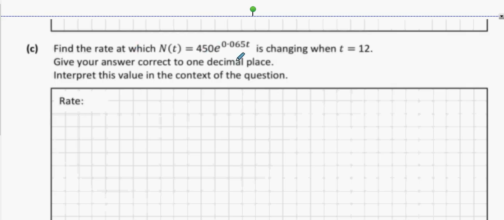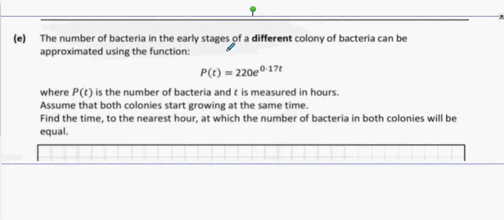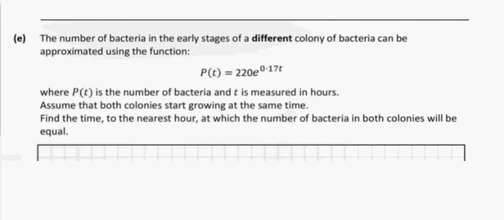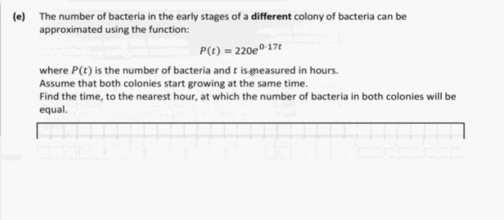There's another one. No, that's not it. It's part E. There's a different colony, and the different colony has a different formula. Now, at some point, this colony is going to cross out the other one, isn't it?